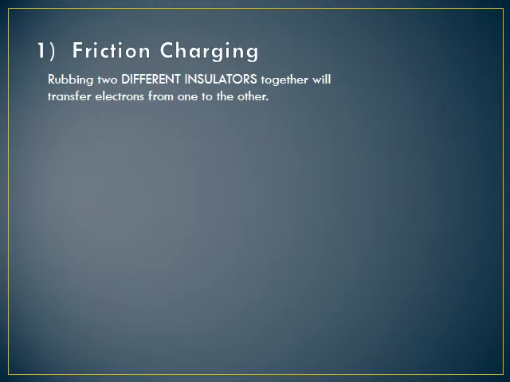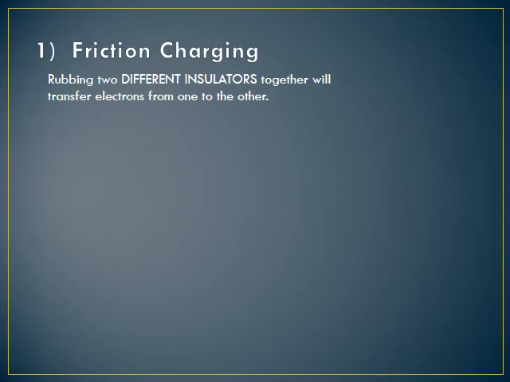So there are 3 different ways to get a sigma charge on an object. The first is called friction charging, and this is probably the one that you guys are most familiar with in your life if you've ever played around with electricity. You know, you've scuffed your foot on the carpet and then zapped your little brother or something. You were using friction charging to get an unbalanced charge on an object.